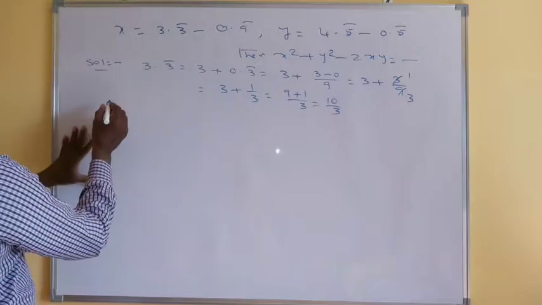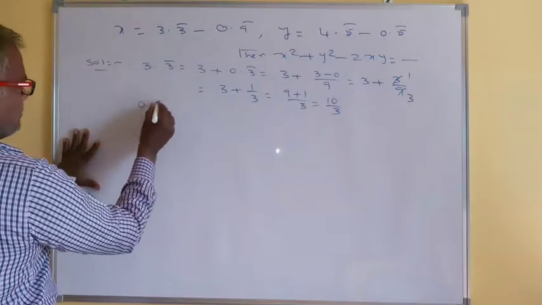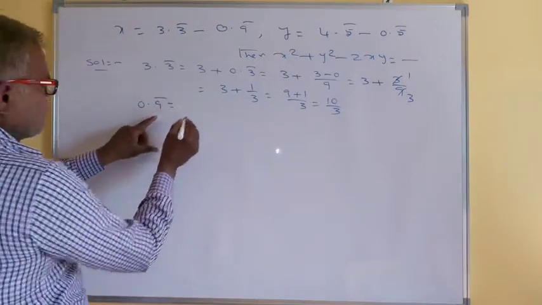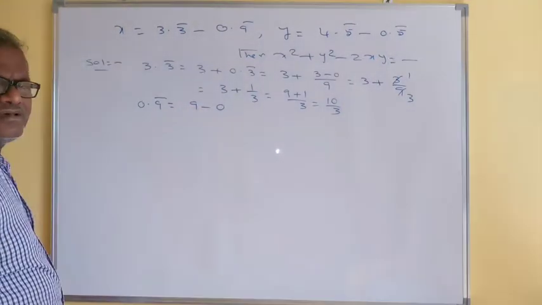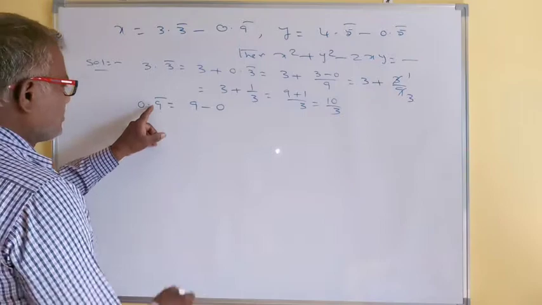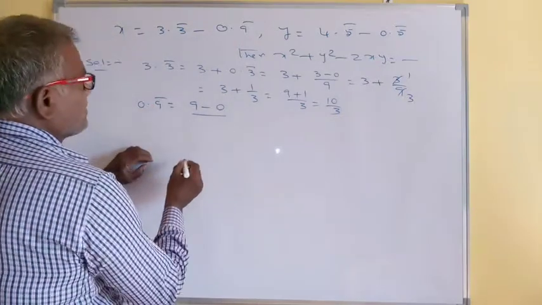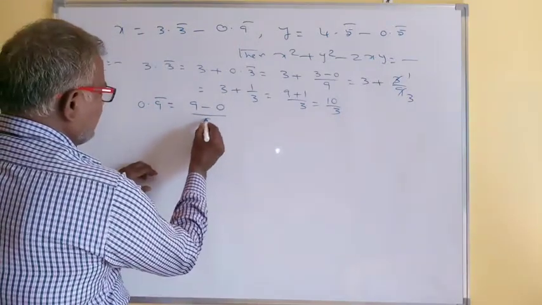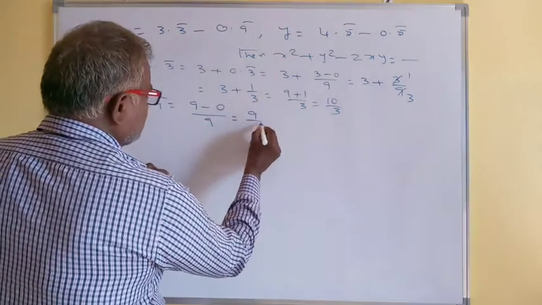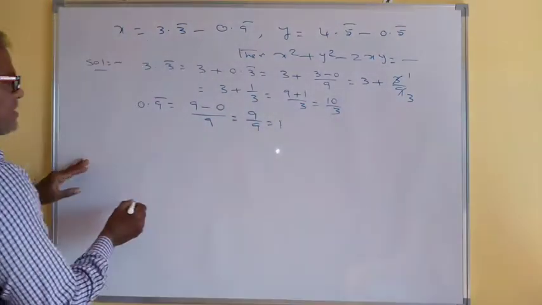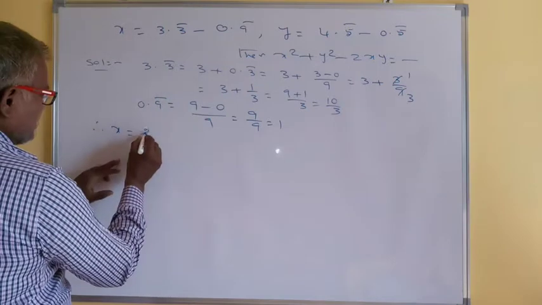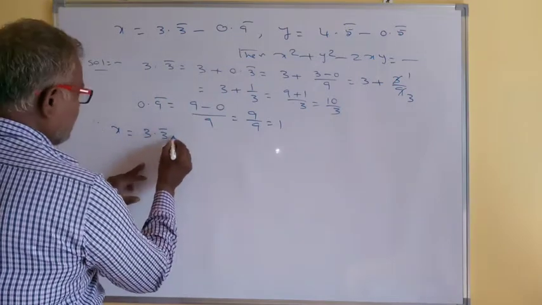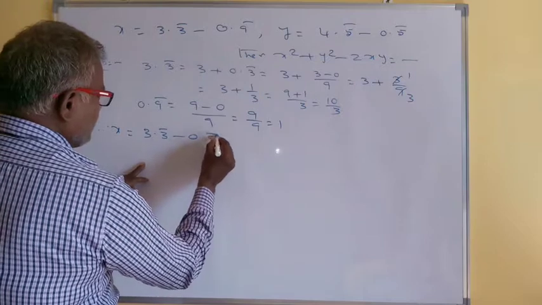Again, you see 0.9 bar. So write down the complete number minus 0 because no number is there. Now repeating by only one number, write down 1. So it is equal to 1. Okay. Therefore, what is the x value here? Actually 3.3 bar minus 0.9 bar.